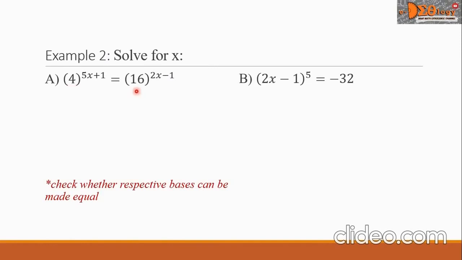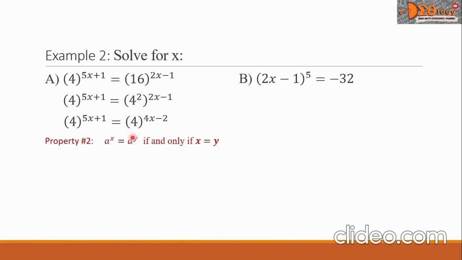And we know that this 16 can be rewritten as 4 squared. So it will be like this now. The 16 becomes 4 squared. And the power 2 here, we can multiply with our exponent outside. So the 2 times 2x becomes 4x. 2 times negative 1 becomes negative 2. On this line, we can see that the bases are now equal.